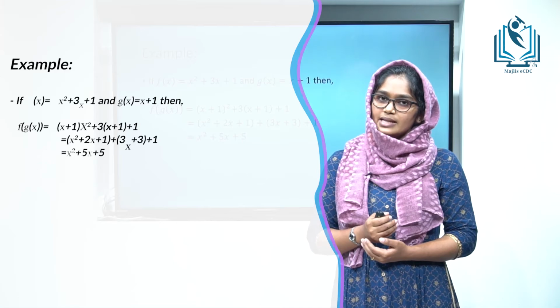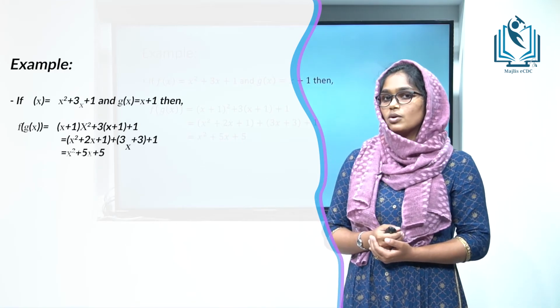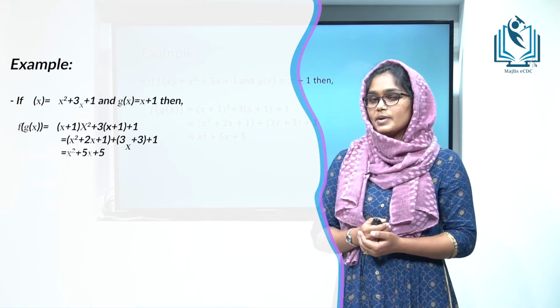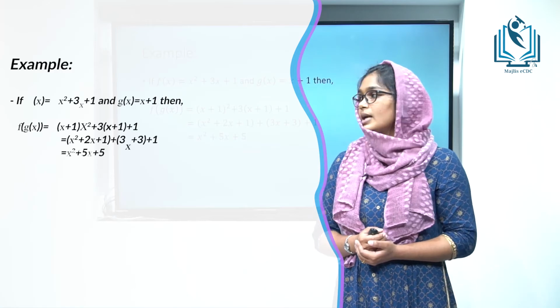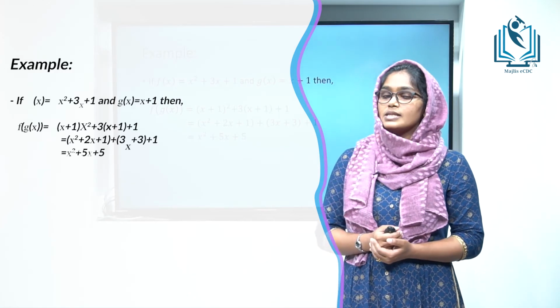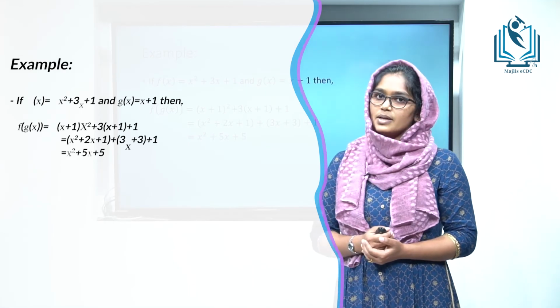So instead of x, we substitute x plus 1 in f of x. So f of g of x equals f of x plus 1, that is (x plus 1) whole square plus 3(x plus 1) plus 1. After solving this, we get f of g of x equal to x square plus 5x plus 5.